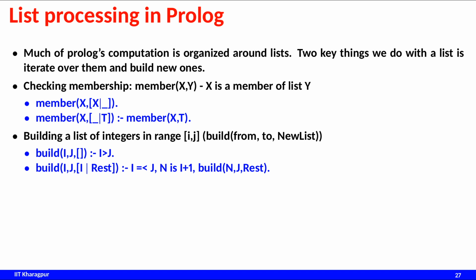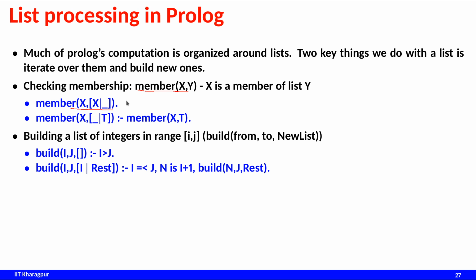So let's say we would like to check the membership of an element. So maybe something like this, that we can say member(X, Y), which basically means X is a member of list Y. So how can we define this using the list? We can say X is a member of Y if X is the head of the list. So X matches with the head of the list, and there is some tail, which is an anonymous variable that we represent through an underscore.